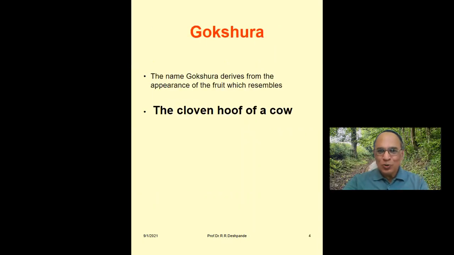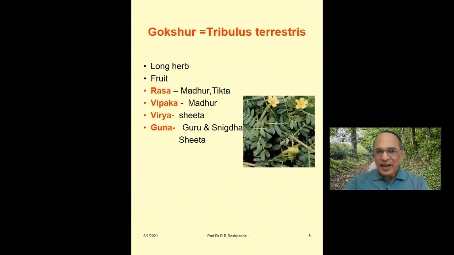Okay. Gokshuru, the name Gokshura derives from the appearance of the fruit, which resembles the cloven hoof of a cow. Go means cow. Kshura, cloven hoof of a cow. That is why the name Gokshura. Okay. So Gokshur, its Latin name is Tribulus Terrestris. It is a long herb. Fruits are very important, which we use in our medical practice.